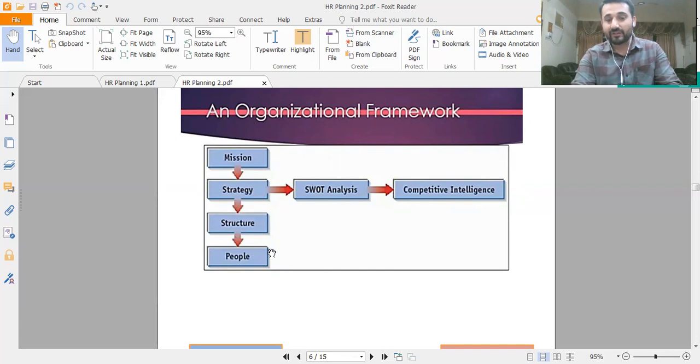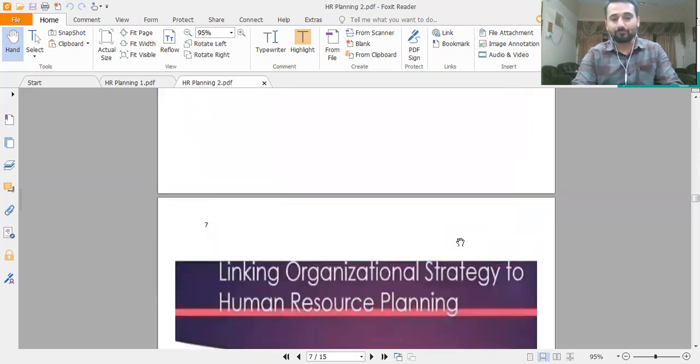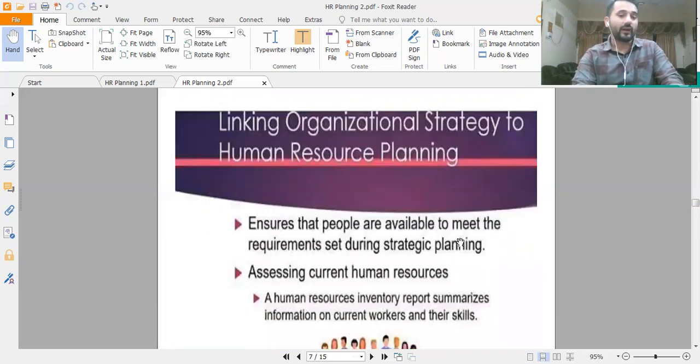Then the structure and the people, the actual human resource in your organization. Organizational strategy and human resource planning are actually linked with each other. In the next video, we will start from linking organizational strategy: how these two, HR and organizational strategies, are intermingled with each other. They are linked and embedded with each other.